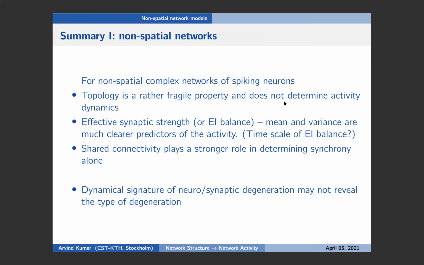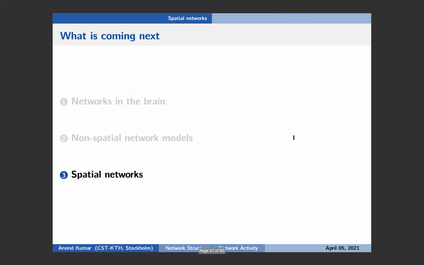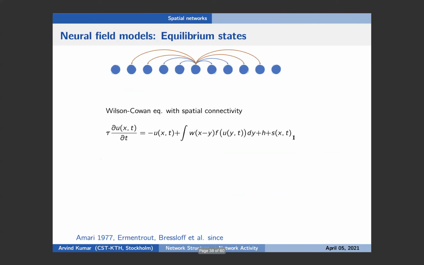So this is true now for non-spatial networks. And obviously here we have a very restricted definition of effective synaptic strength, which turns out to be the best descriptor of the dynamics. We have ignored the timescales, and maybe that is something we can explore in future work. But changing gears to spatial networks now, because after all, the connectivity in the brain is spatially constrained.